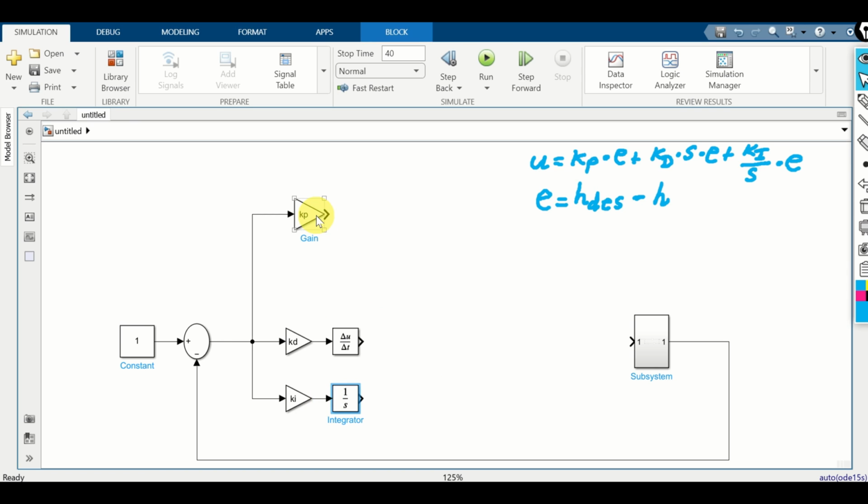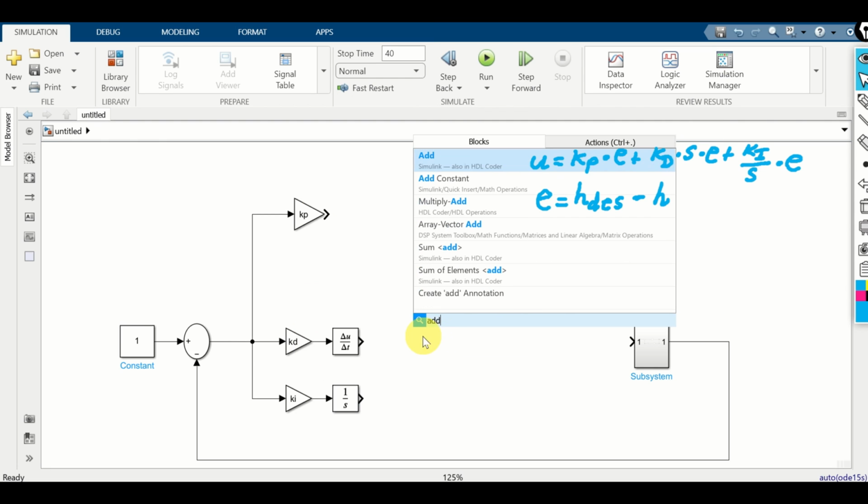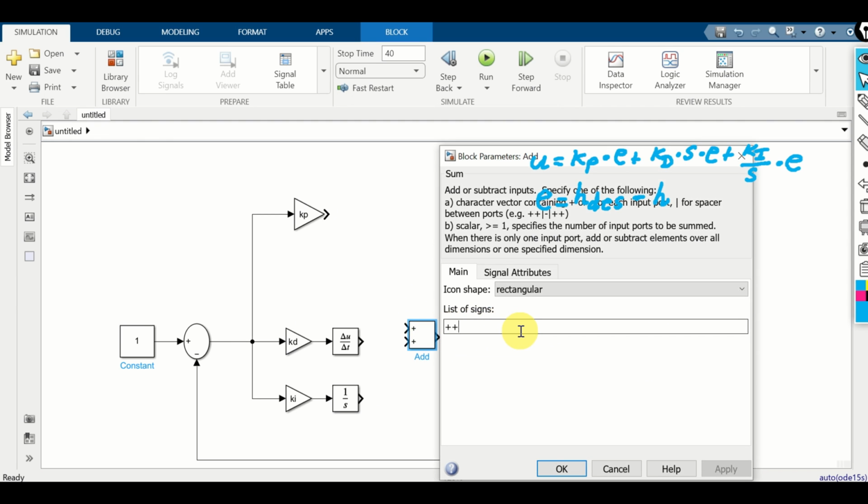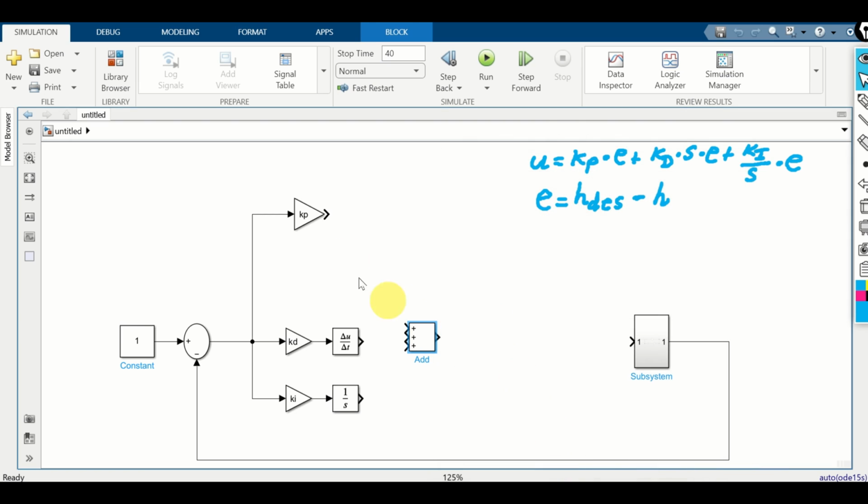And now we need to sum our proportional, derivative, and integral actions. We can do that by clicking over here and searching for the add block. Here it is. Double click on the add block and add an extra plus over here. And next you can simply connect the blocks to the add term. Good. Now we have Kp multiplying E, this part here, Kd multiplying S multiplying E, this part over here, and Ki multiplying 1 over S multiplying E, that is this part over here.